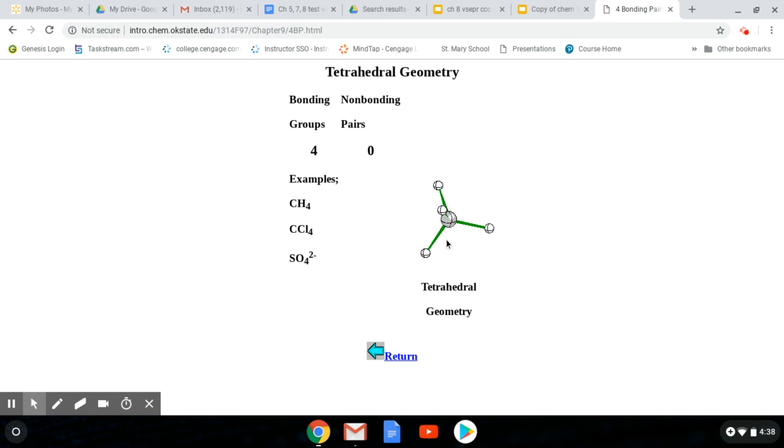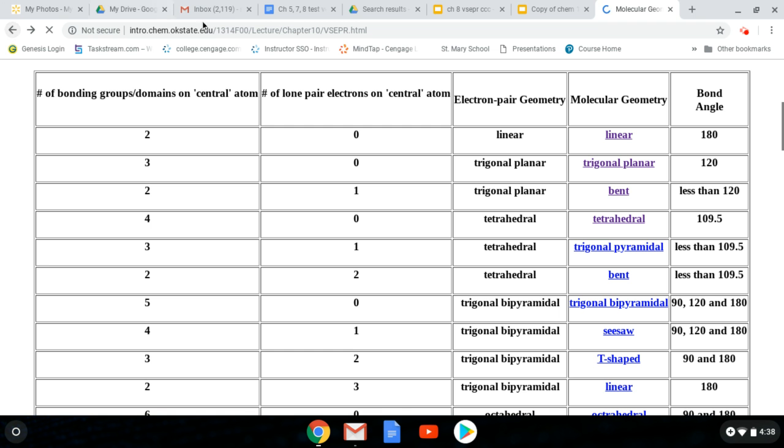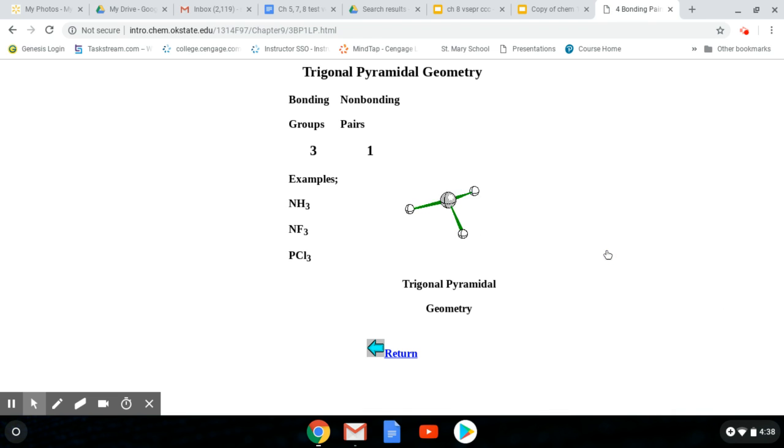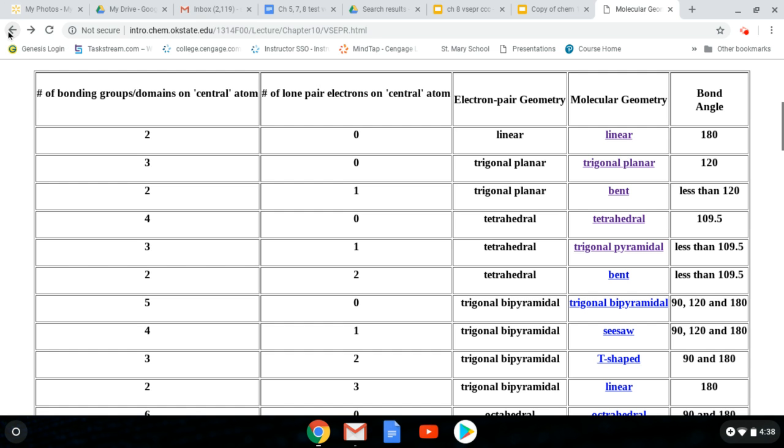1, 2, 3, 4. Let's replace one of those bonding groups with a pair of electrons. 3 plus 1 makes 4. That's tetrahedral. And we say that the molecular geometry is called trigonal pyramidal. Basically, just take off one of these and replace it with a pair of electrons. Notice that the bond angle is less than 109.5.